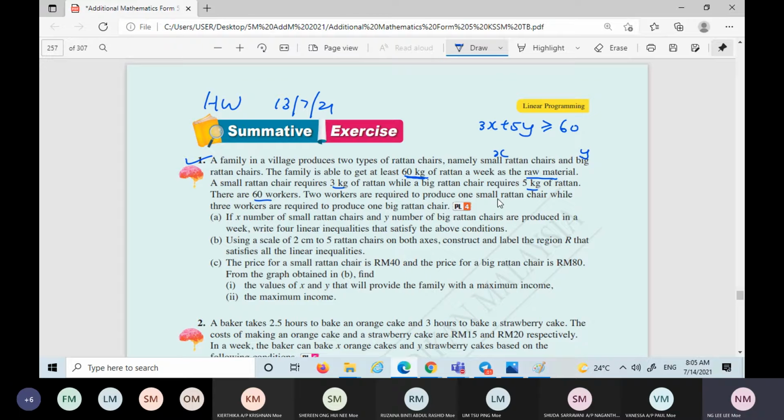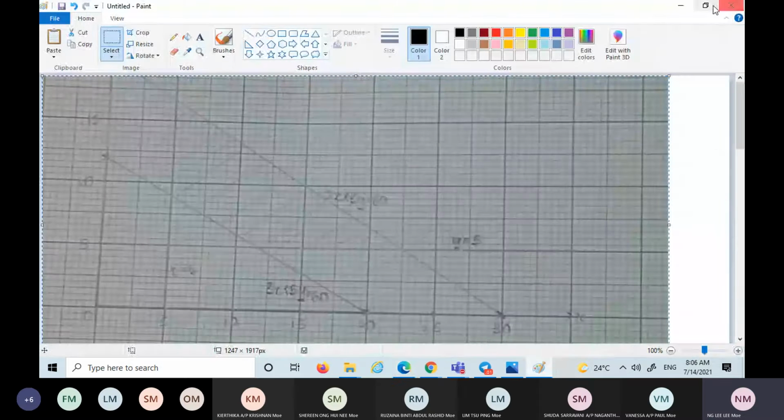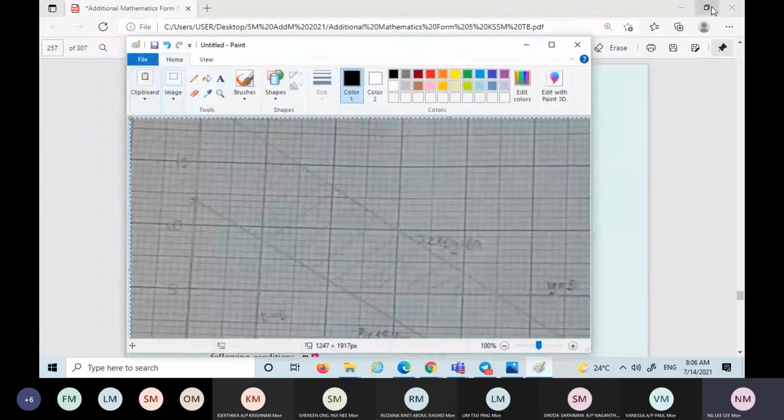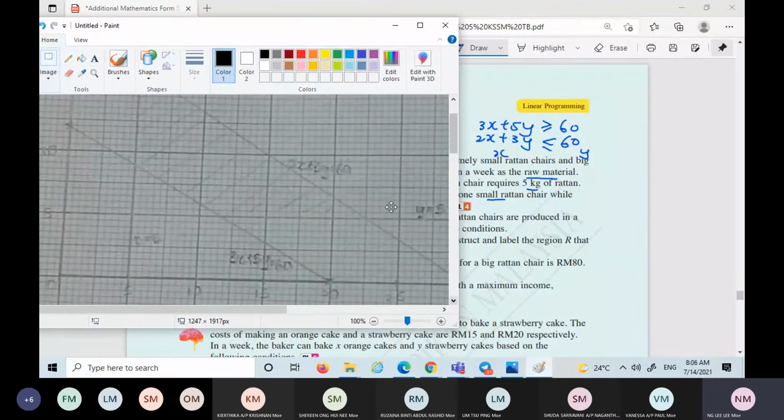Second inequality, 60 workers. The small one is 2 workers, so 2x, and 3 workers for the big one, so 3y. 60 workers is the maximum, so 60 for small and big. So this is 2x plus 3y, equals 60. And this is 3x plus 5y equals 60.